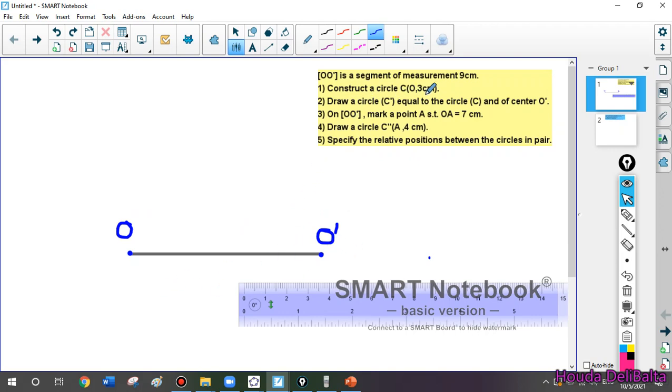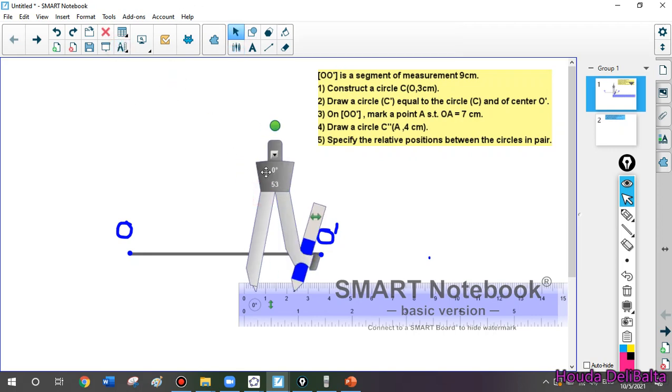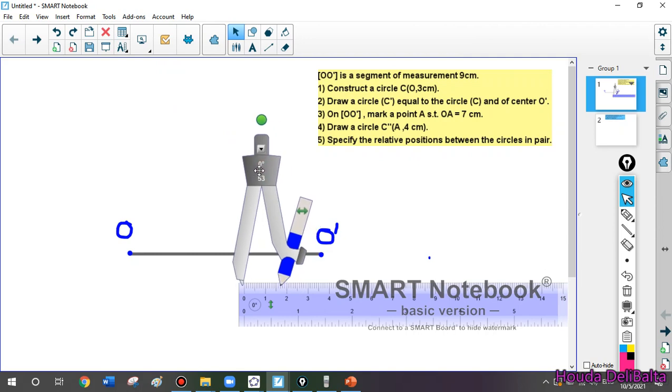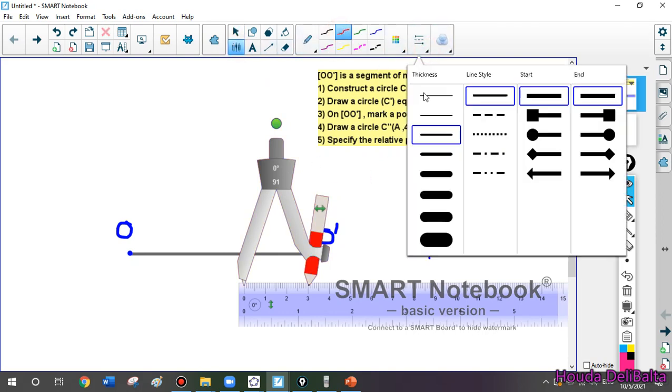Then I have to construct a circle whose center is O and whose radius is 3. So I'm going to use the compass, because to construct a circle we usually use a compass. So I need to open the compass till 3 centimeters, as you see here. So as you see, here is our compass. Let's change the color into red. Let's make the first circle red.